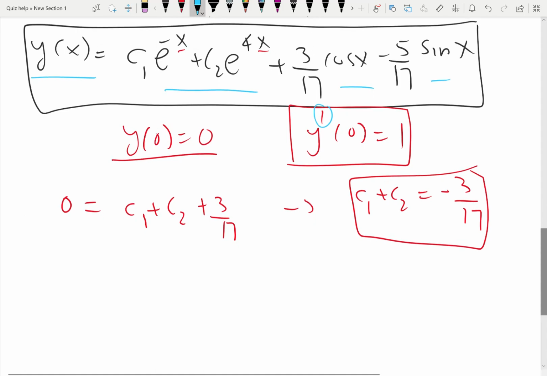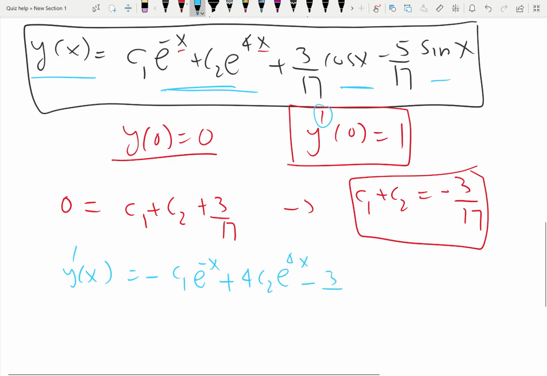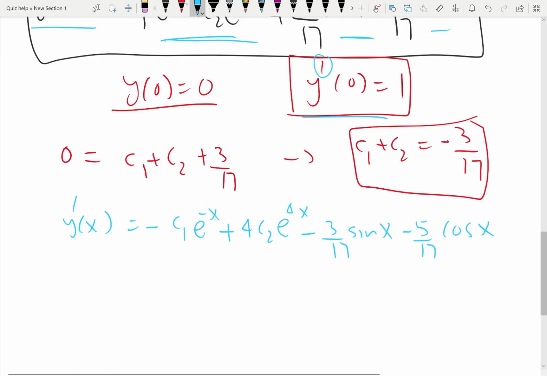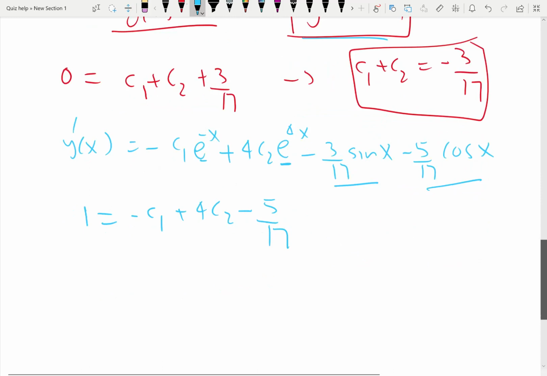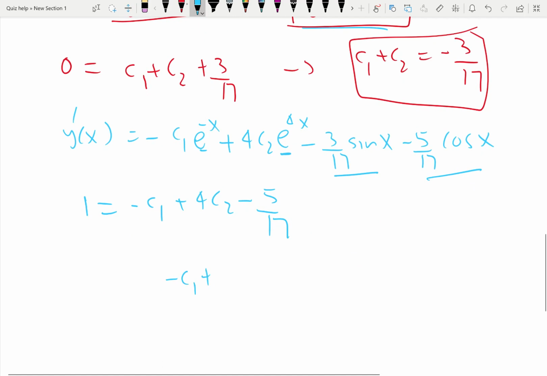Okay, so this is a rather long question, right? If you differentiate with respect to x, you get negative c1 e to the negative x plus 4c2 e to the 4x. The derivative of cosine is negative sine, so negative 3 over 17 sine x, plus the derivative of sine is cosine, so minus 5 over 17 cosine x. So this is the derivative y prime. Now we can use that y prime is 1 when x is equal to 0. So negative c1 e to the 0 is 1, plus 4c2 e to the 0 is 1. Sine 0 is 0, cosine 0 is 1, so negative 5 over 17. So we get negative c1 plus 4c2, if we take this term to the right, it becomes 1 plus 5 over 17, so it's 22 over 17.